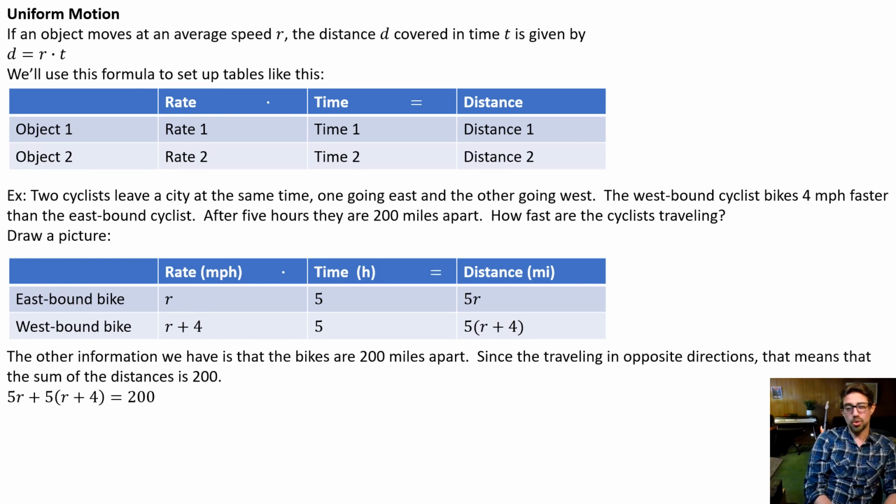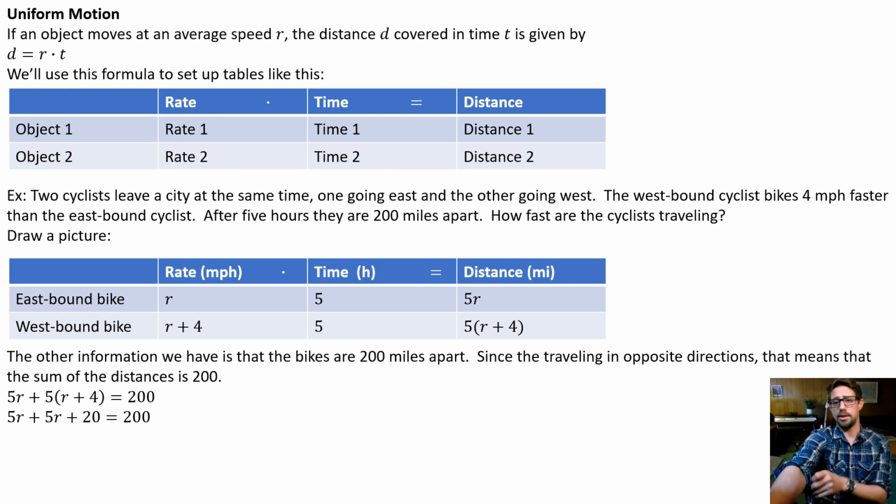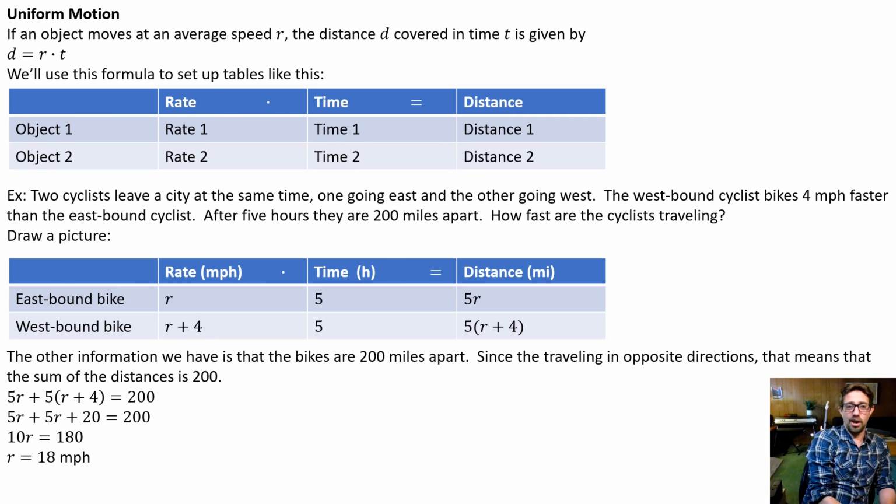Distribute, so 5R plus 20, right? Combine like terms on the left side, you're going to get a 10R, and then in one move you can do that, and you can chop the 20 off the other side too, so you can subtract 20 from both sides, like I've done here. There's nothing wrong with that at this point. We're moving up in the world. Okay, so 10R equals 200 minus 20, which is 180. Just divide both sides by 10. That's very easy to do. R is 18. I don't know if that's realistic for a bike or not. So R is 18 miles an hour.